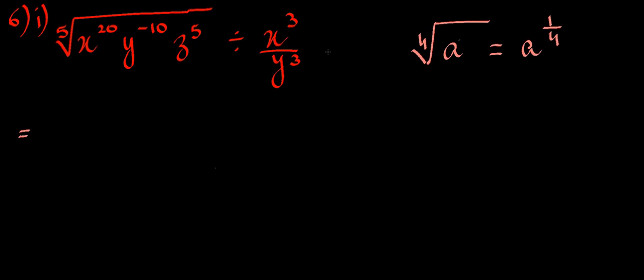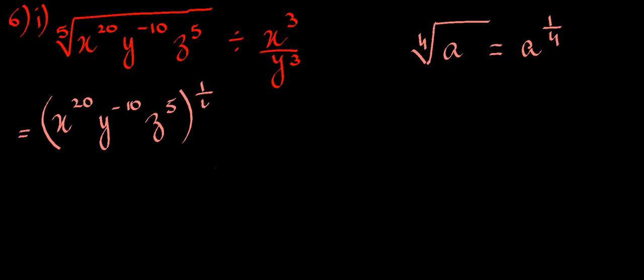Obviously the root sign vanishes. So here we will have x raised to 20 y raised to minus 10 and z raised to 5, this whole raised to 1 upon 5. Just like here. Here there was only one term, so we didn't make a bracket, but here there are 3, so that is why we are making a bracket. This whole raised to 1 upon 5, divided by x cube upon y cube. This does not change at all.